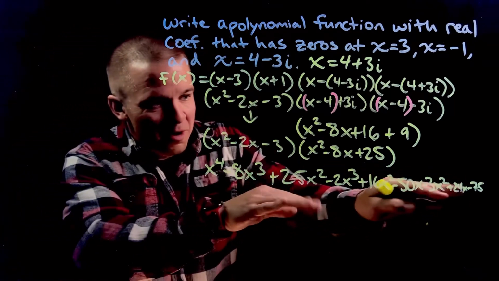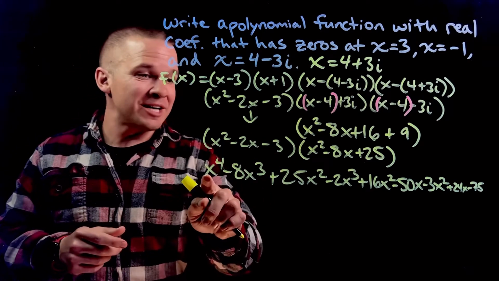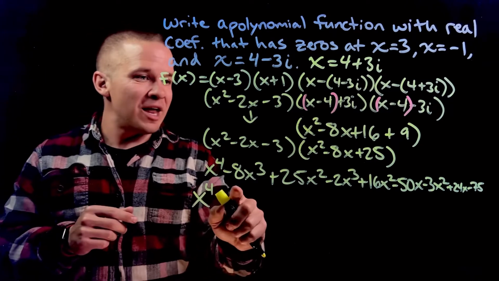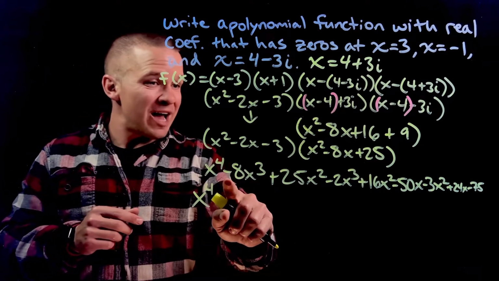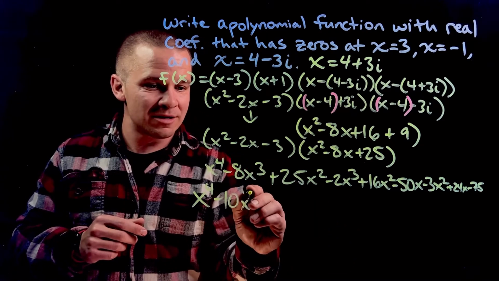Woo! Really trailed off there. So now let's combine our like terms, shall we? So I got x to the 4th with no other like terms. So we're just going to have x to the 4th power. Then I have my cubes. I got negative 8x cubed. I have negative 2x cubed. That gives me negative 10x cubed.